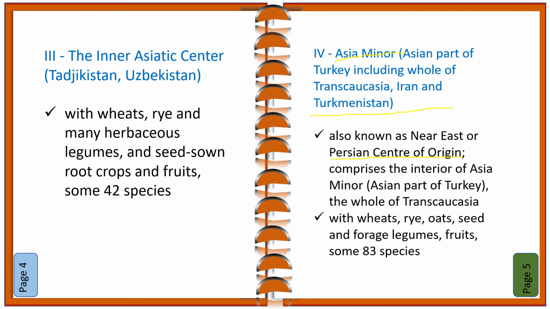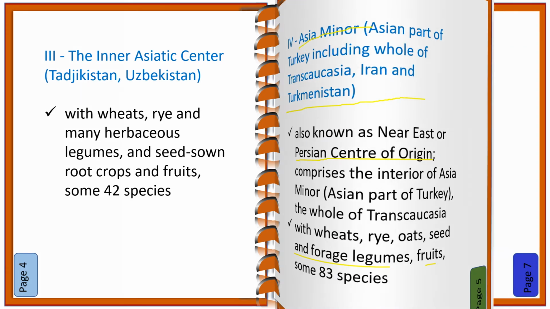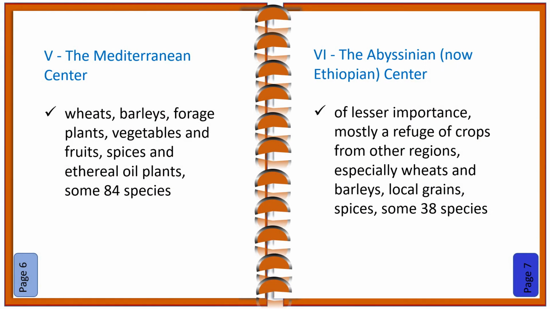So, nakikita natin dito, meron uling wheat, meron uling rye. Because, as was mentioned before, some crops have two centers of origin. So, hindi lang iisa sila natagpuan, basta hindi iisa lang na place sila nag-originate. But they have also originated in other regions. So, makita natin dito sa Near East, meron tayong different forage legumes, fruits, and some 83 species that have originated from this center. Then the Mediterranean Center, meron uling wheat.